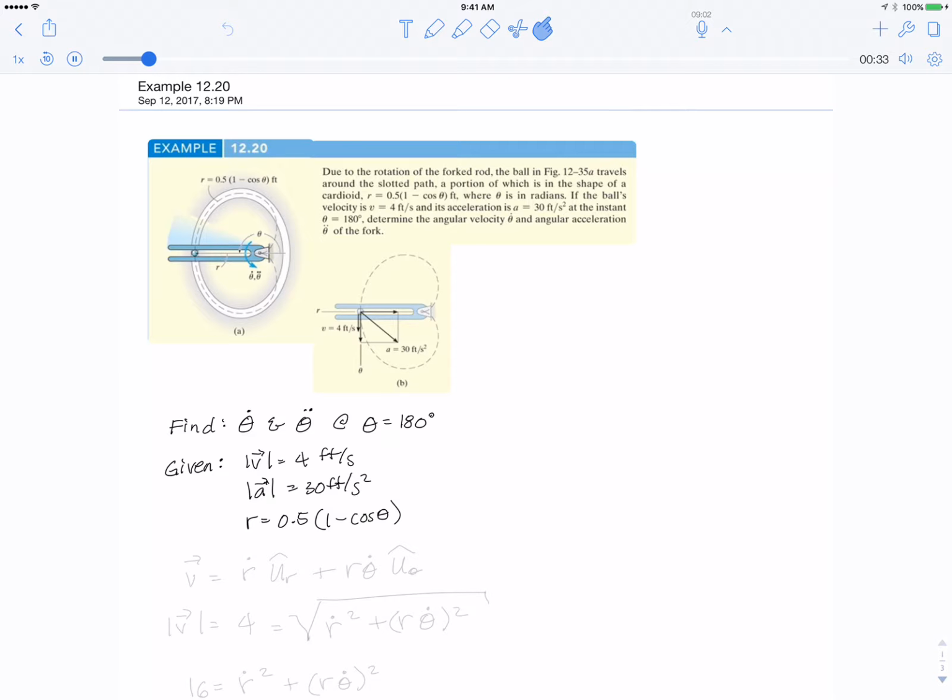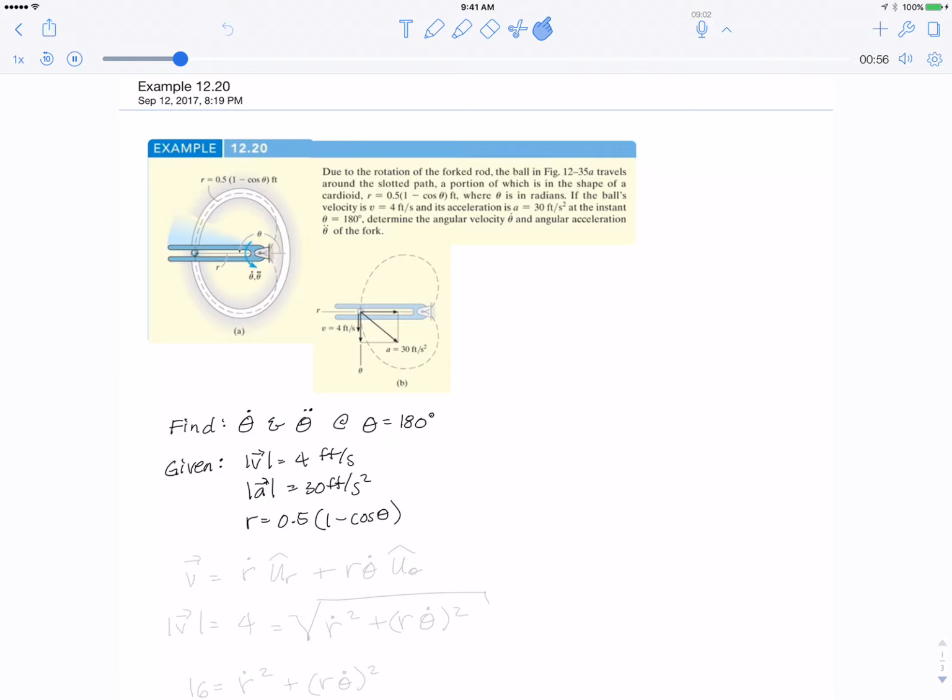This looks like it's going to be painful. I can see the strategy is we're going to get a v, which is a function of r's and theta dots, an acceleration, which is going to have r dots, r double dots, theta dot, and theta double dots. And we're going to do Pythagoras theorem, set the whole thing equal to 4, and hopefully we can back out what theta dot and theta double dot are.